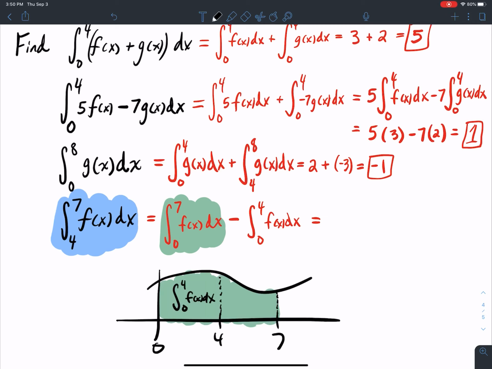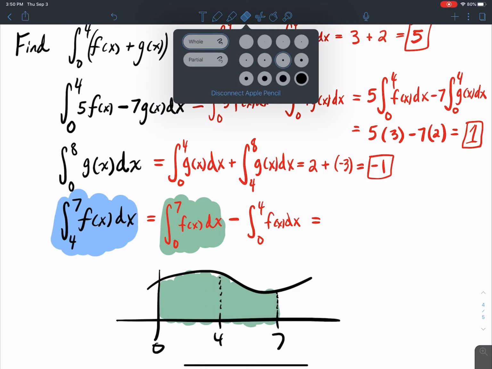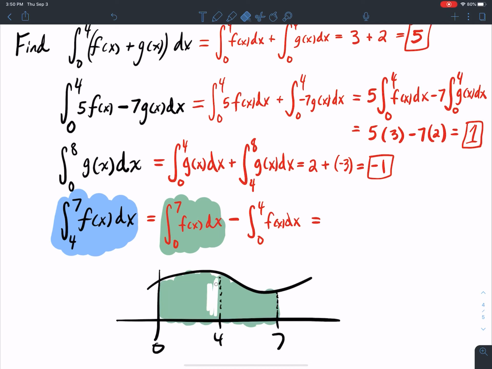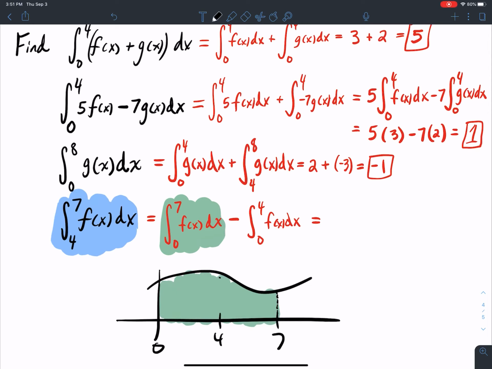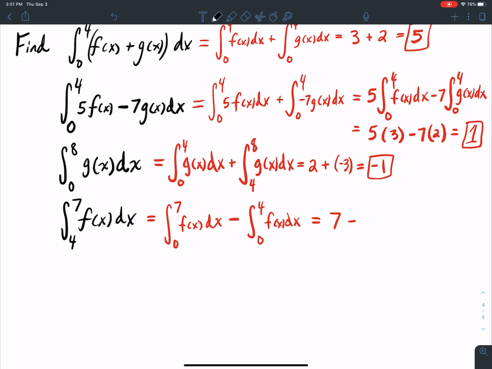So how do I cut it out? I subtract it away, okay? And so that's what I'm doing whenever I'm subtracting here. When I'm subtracting that away, that's what's happening right there. And so that result is going to be what I wanted right here, okay? So this is equal to 7 minus 3, which gets you 4.